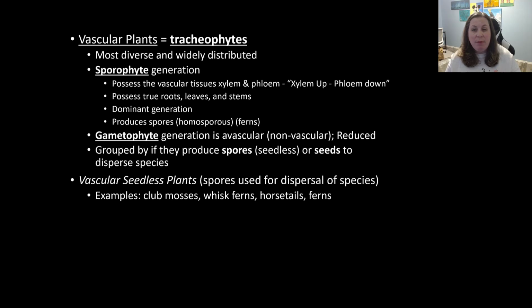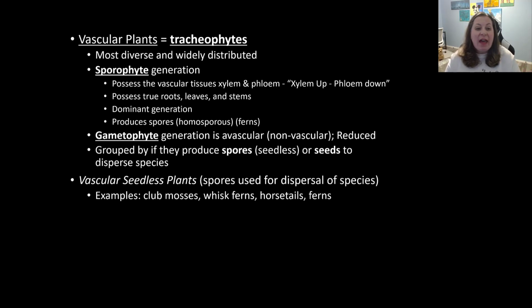Homo means same. The gametophyte generation is avascular. It does not contain vascular tissue. Because of this, it's reduced and really small, and it's going to rely on the sporophyte. So again, sporophyte generation is dominant. The gametophyte is small, and it's just going to be a small portion. These are grouped by if they produce spores. If they do spores, they're called seedless plants, or seed plants if they disperse their seeds through other species.